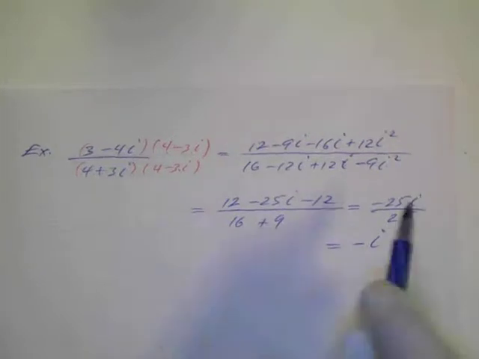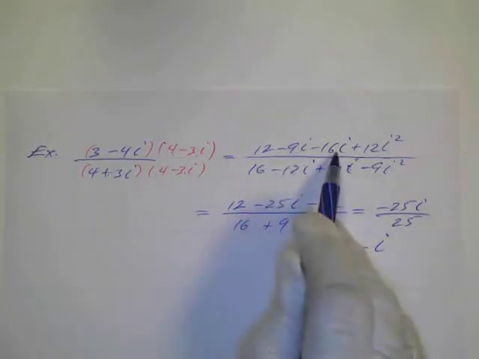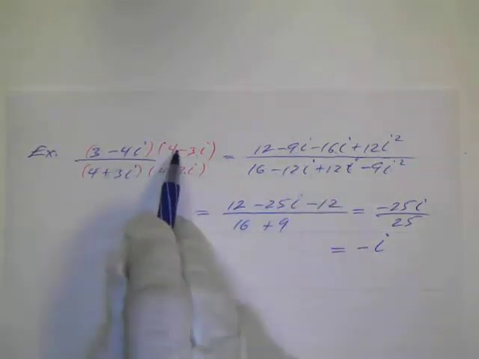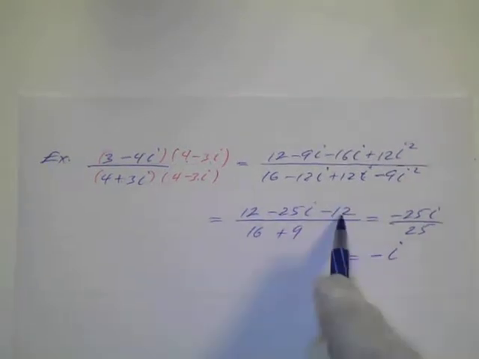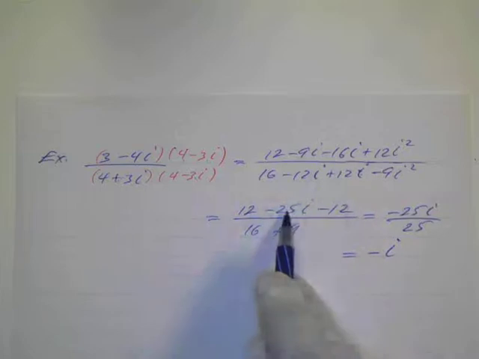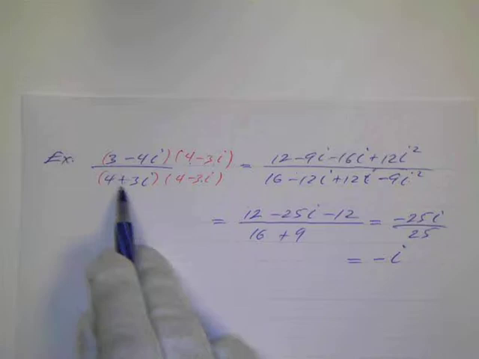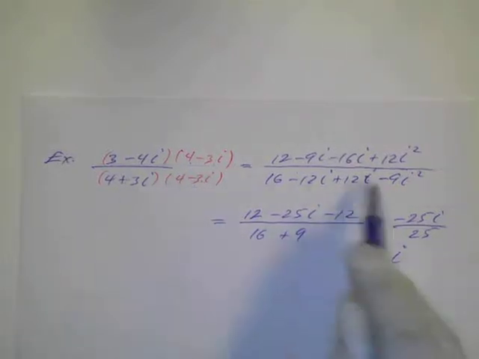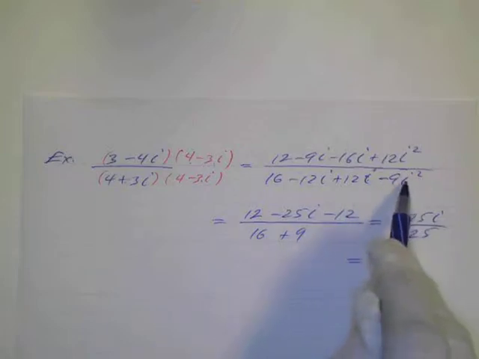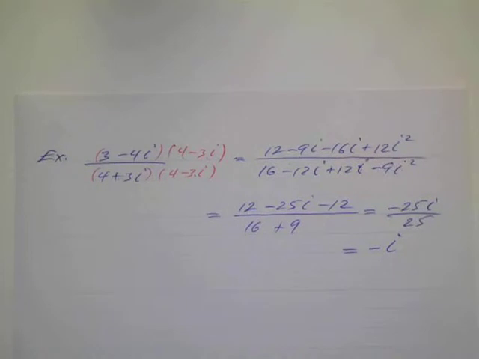So remember, we're going to FOIL things out. 3 times 4 is 12. Negative 9i, negative 16i, and positive 4 times 3 is 12, i squared, but i squared is negative 1. That's where we get the negative 12. These combine to be negative 25, and that's 12, but 12 minus 12 is 0. In the bottom, 16, negative 12i plus 12i becomes 0, and positive times the negative is negative 9, i squared, but i squared is negative 1, so a negative times a negative is positive 9. Get that nice simplification, so that worked out good. Okay, I hope those will help you.